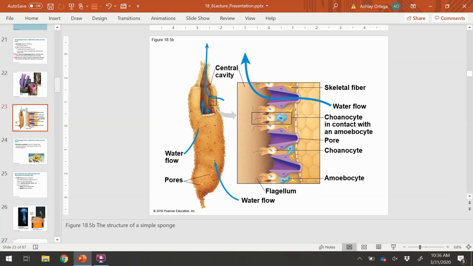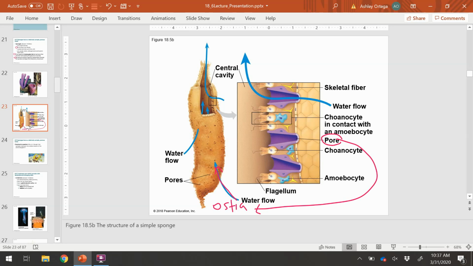But the general process is shown here in terms of filter feeding. The water is going to flow in through the sides of the sponge, and the openings are called ostia. We'll learn in lab. These are called ostia. They're openings that allow for the water to come in. Here they just note that it's a pore. So really it's an ostia.